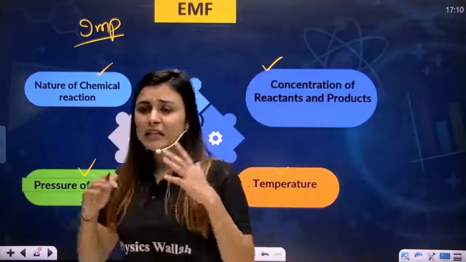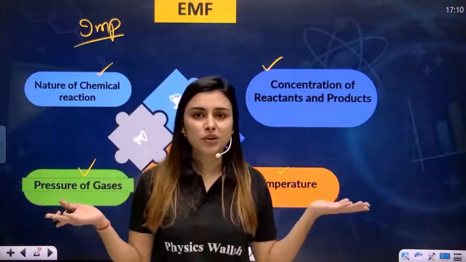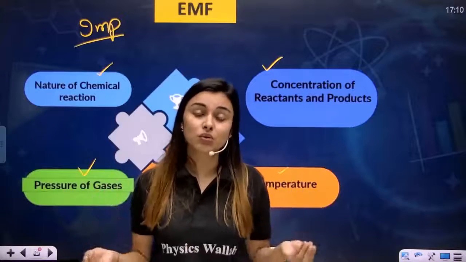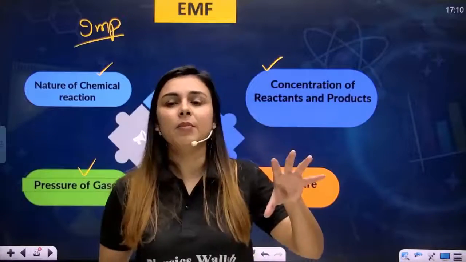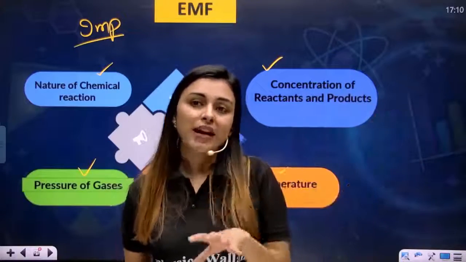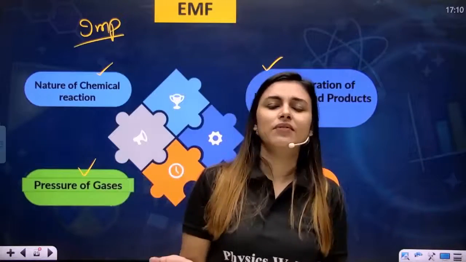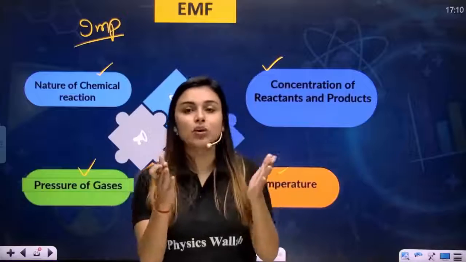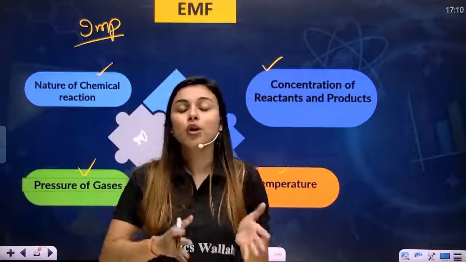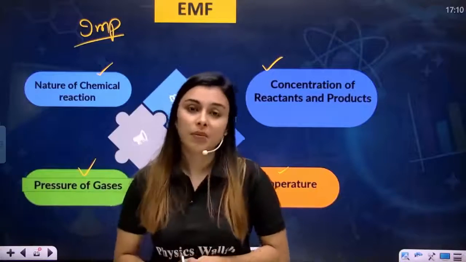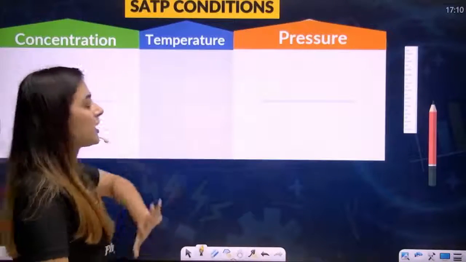Since there are so many factors, we can't study it at all temperatures and pressures, right? We have to find some solution to it. So scientists tried to calculate a standard EMF of each cell. If we change the concentrations, definitely the values will change. But let's calculate at a particular temperature, concentration and pressure, what different reactions have as their EMF values. So what did they do? They created the SATP condition.